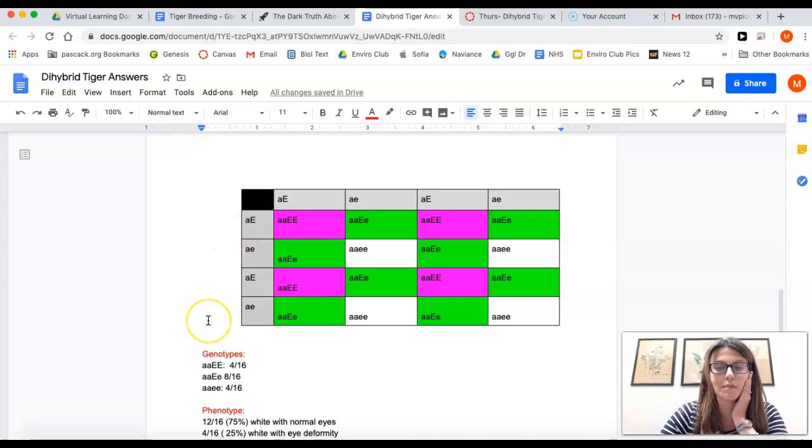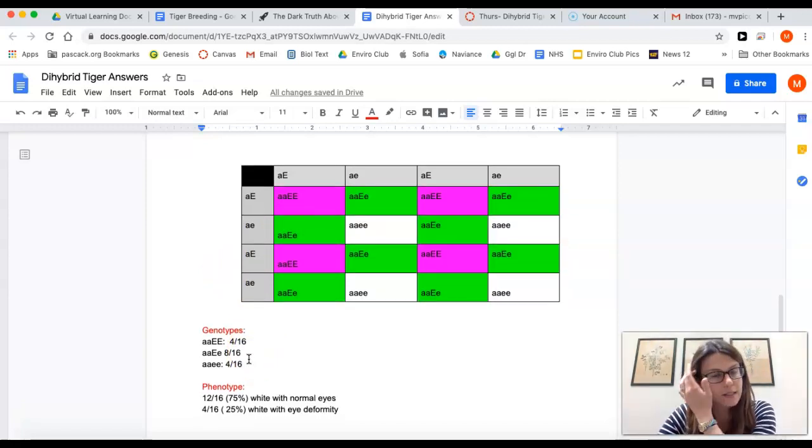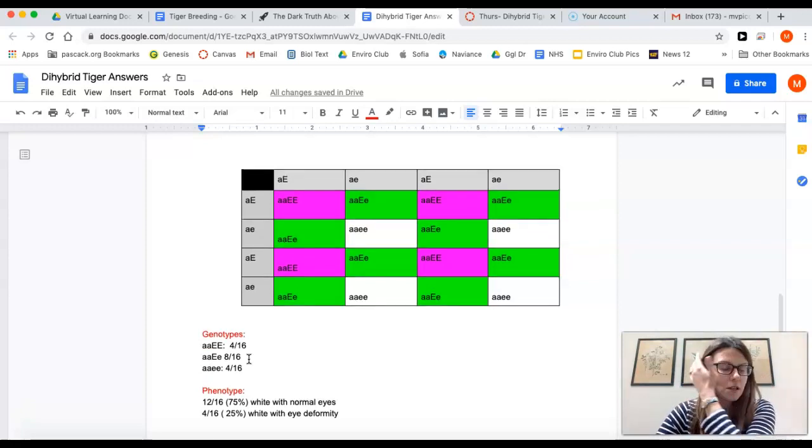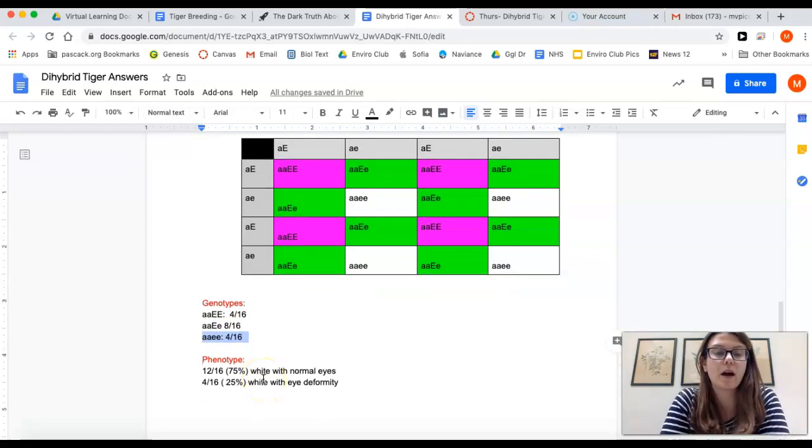When I did my genotypes and phenotypes, I color-coded it so that it'd be easier for me to keep track. I also like to do fractions here since there's a lot more boxes, so it's easier maybe than doing percentages. My options are homozygous recessive for A and homozygous dominant for E, so little a little a, big E big E, and there's 4 of those out of 16. I have little a little a, big E, little e, and I have 8 of those. And then I have 4 that are homozygous recessive for both traits.